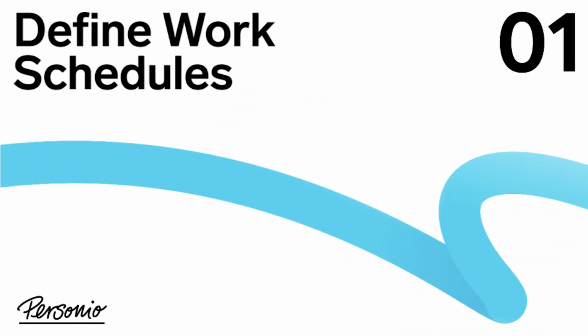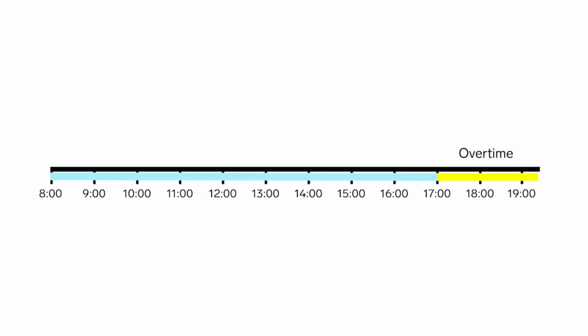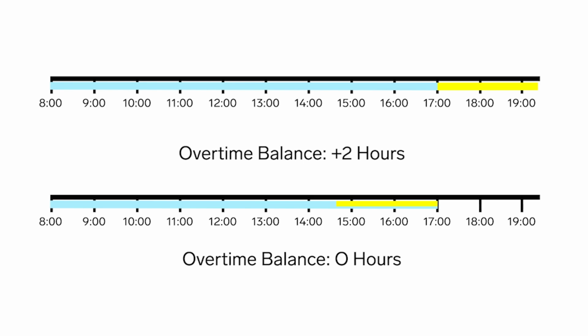Step 1. Define work schedules. To set up work schedules, you first need to think about your company's needs. Do you have any part-time employees, and do they work the same days each week, or are they flexible? Do you want to track overtime for your employees? If so, do you want to do this on a daily or a weekly basis? Will you look at tracking deficit hours for your employees? These can then be offset against the employee's overtime balance.